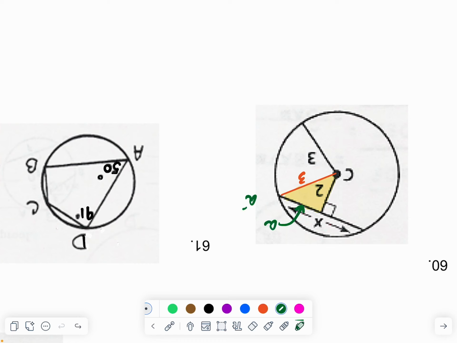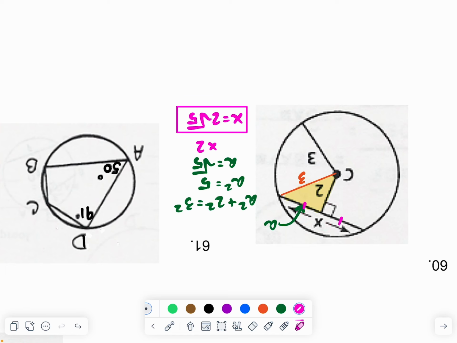I'm going to call that A. So A squared plus 2 squared equals 3 squared. That's going to give me A squared equals 5, so A equals the square root of 5. But I'm not done, because they wanted this whole chord length. Because this is a diameter perpendicular to that chord, I know it's splitting the chord in half into 2 congruent pieces. So I'm going to multiply this by 2. So x is going to be 2 root 5.